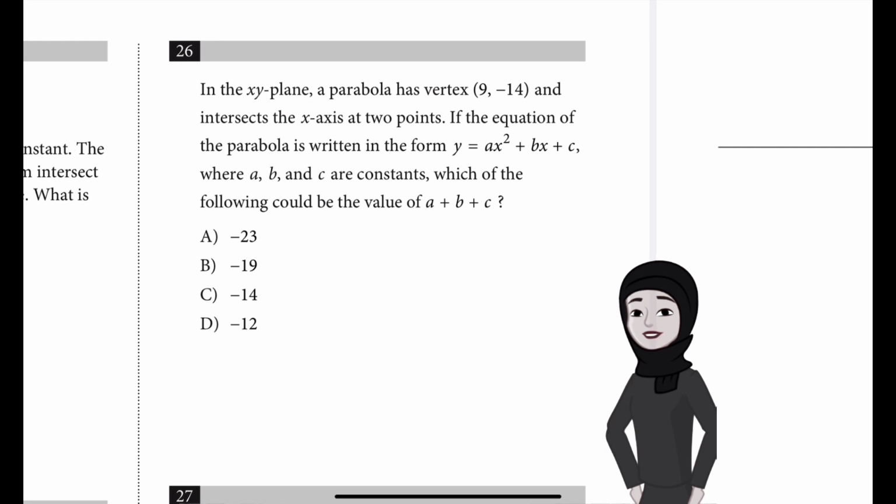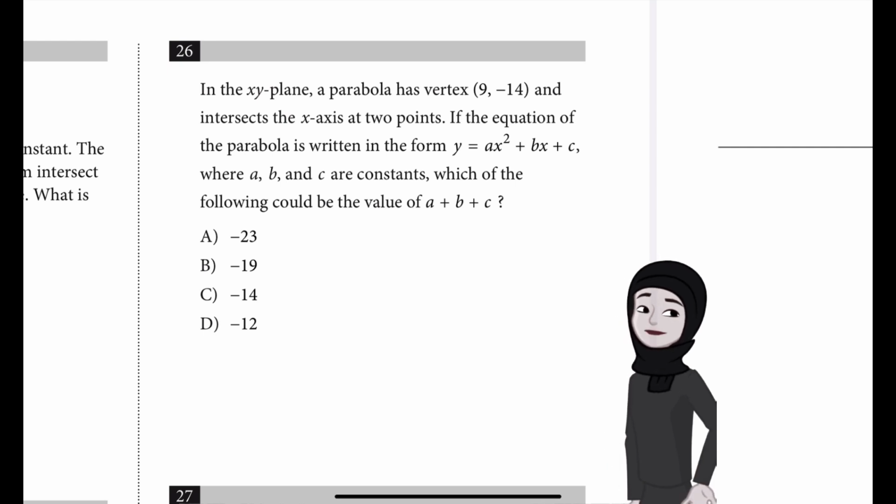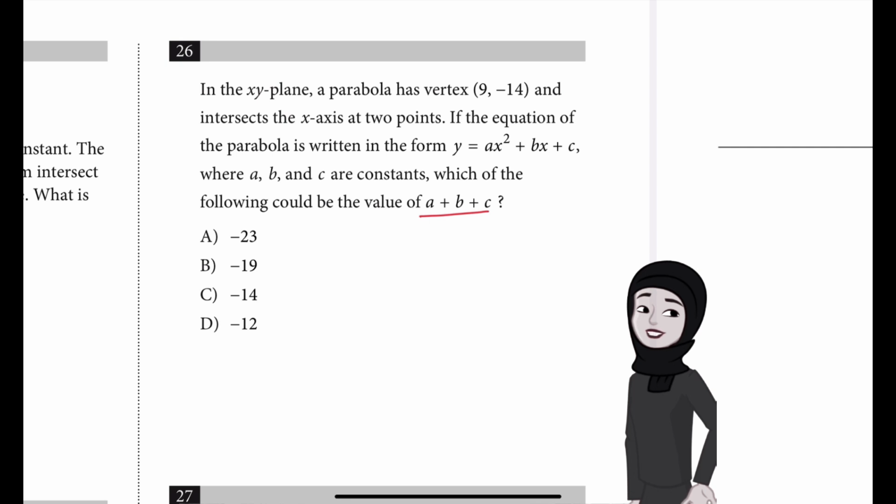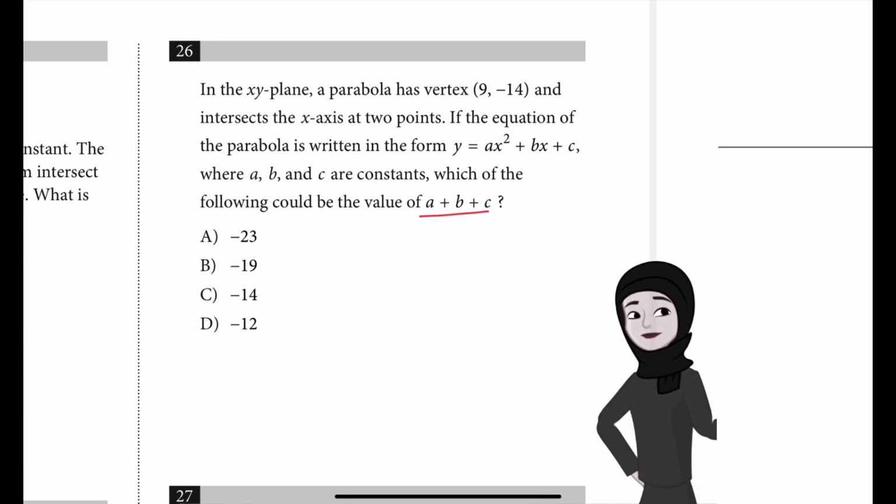So in the xy plane, a parabola has vertex 9, negative 14 and intersects the x-axis at 2 points. If the equation of the parabola is written in the form y = ax² + bx + c, where a, b and c are constants, which of the following could be the value of a + b + c? So the equation of the parabola in the xy plane can be written.